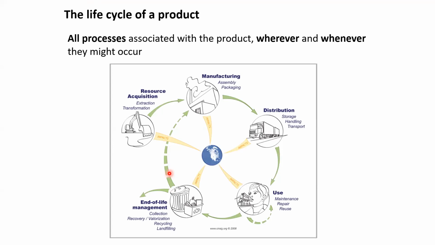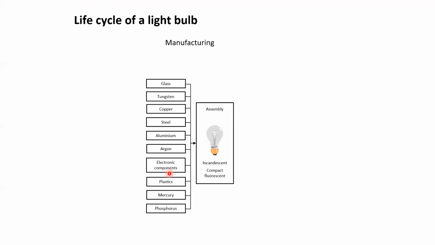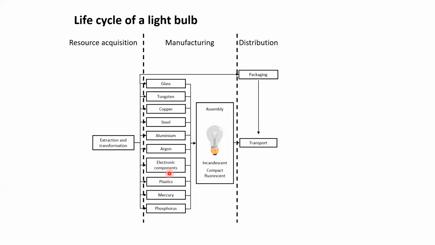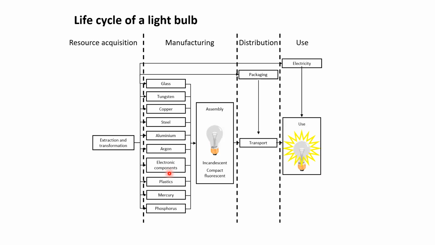So you start from resource acquisition, manufacturing, distribution, use, and end of life. So for a bulb, you have glass, tungsten, copper, a lot of things going in there. All these resources have to be acquired, so extraction and transformation. Then once it's made, you are packaging it, transporting it. People are using it, and then there is the end of life.